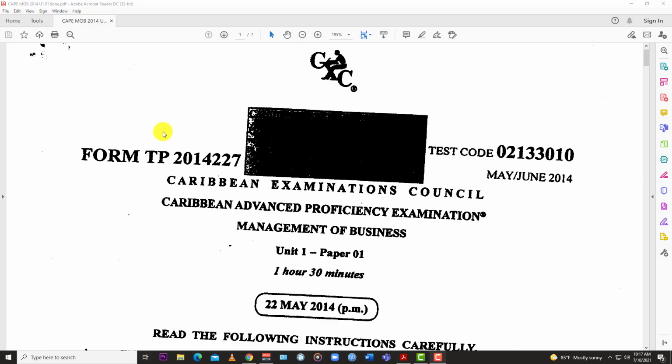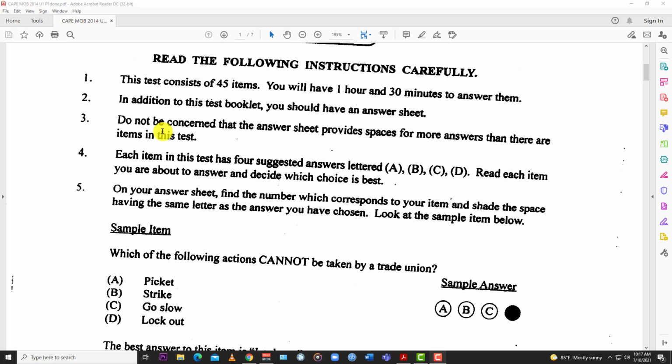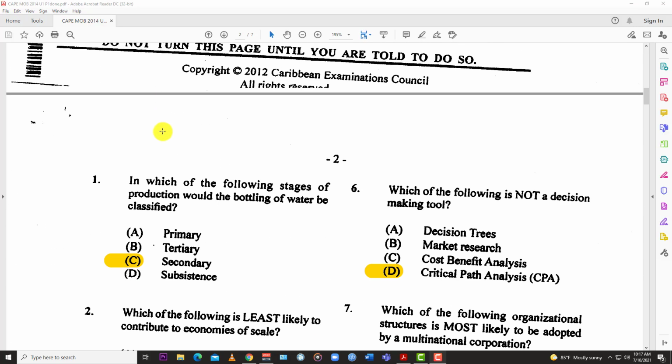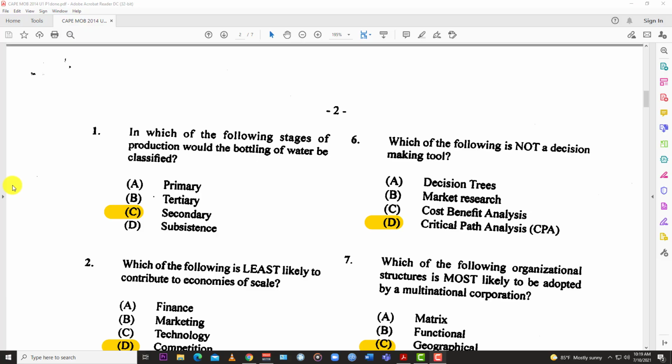Let's jump into this one with number 1 naturally. In which of the following stages of production would the bottling of water be classified? The best answer here is C, secondary, because of the different stages of production: primary, secondary, tertiary. The primary level is the extractive level, where you take from the crust of the earth, whether it is farming, mining, whatever.